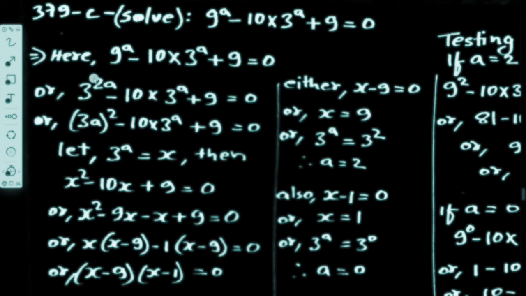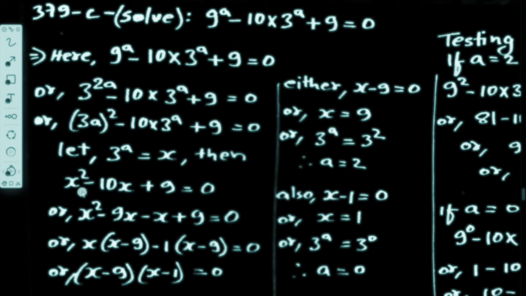Or here (3^a) whole square minus 10 into 3^a plus 9 equals 0. Now, to make our calculation and process easy, we should replace 3^a with x. Let 3^a equal x. Then (3^a) square means x square, and minus 10 into 3^a means minus 10x, plus 9 equals 0.